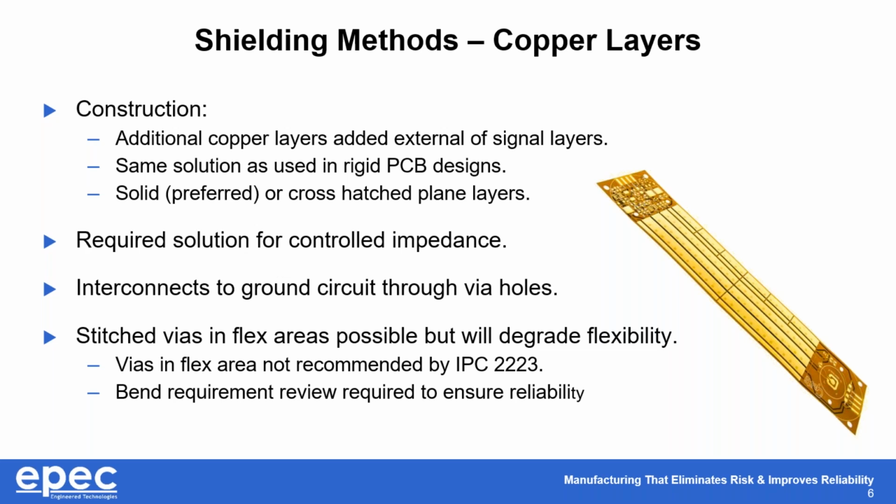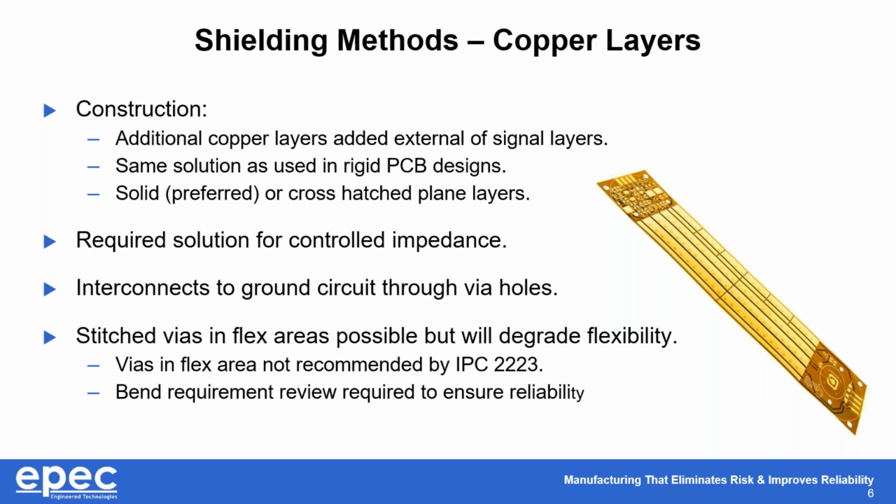Copper layers are definitely the required solution for controlled impedance. The other solutions just don't perform anywhere near as well as solid copper layers. So these additional layers, same as in a rigid board, would interconnect to the ground circuit of the design through via holes. Now in a flex, as compared to a rigid board, it's very common where those shielding layers are stitched together with via holes. You might refer to it as a Faraday cage. Because there's a mechanical bend requirement, you can add those vias in the flex areas, but it will degrade the flexibility of the design.